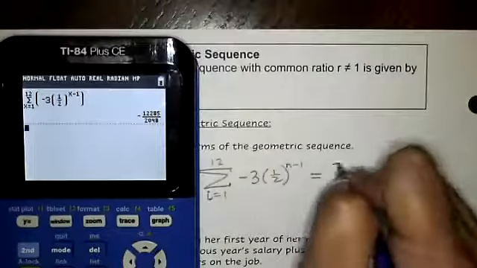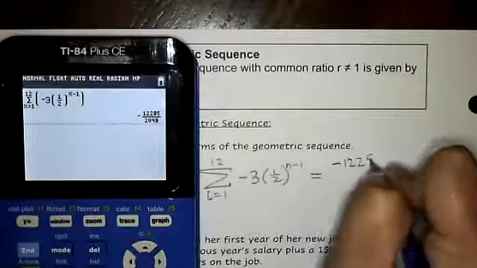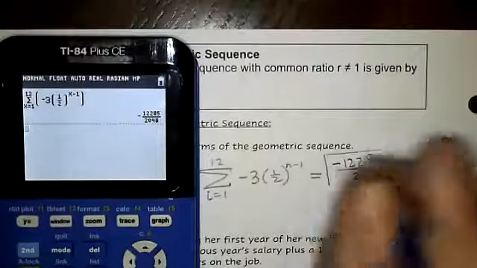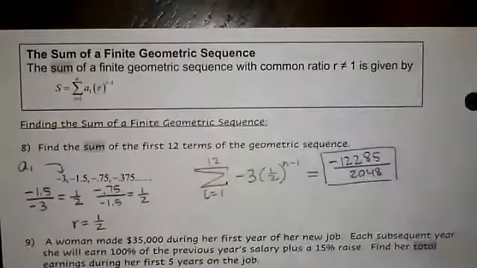And so there it is at negative 12285 over 2048. We've just found the 12th partial sum.